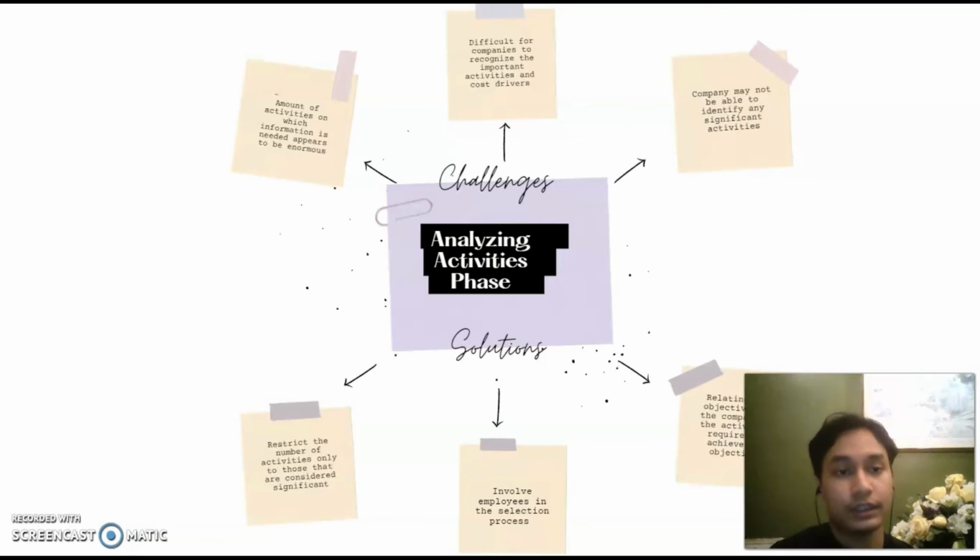The third challenge is that the company may not be able to identify any significant activities. To combat this, we can relate the objectives of the company to the activities required to achieve the objective. With this, it can be easier for the company to identify the activities by relating them to the objective.